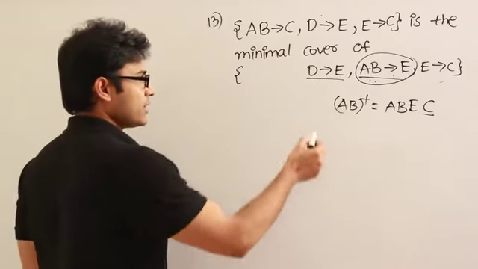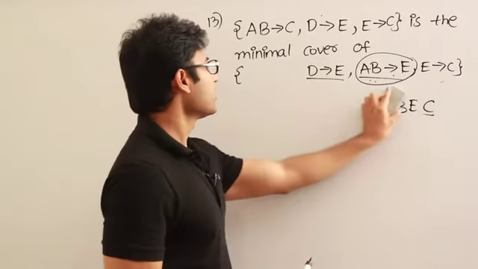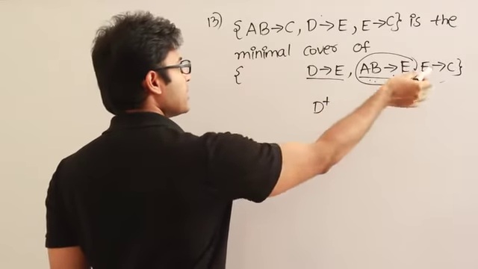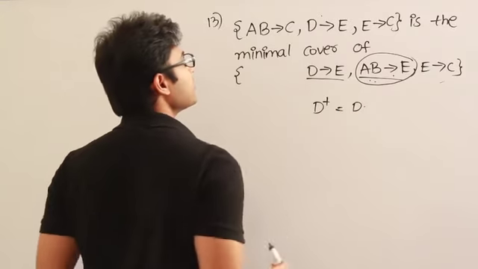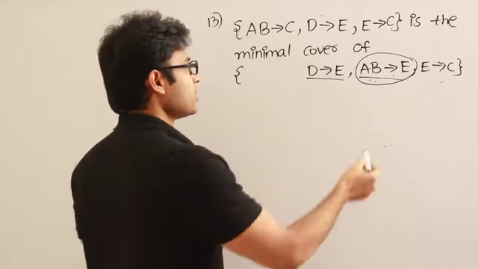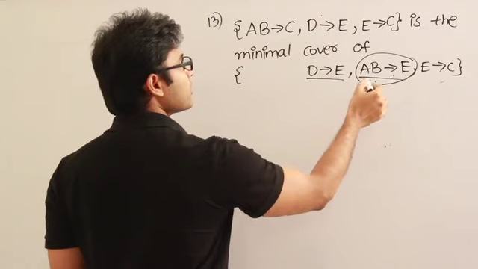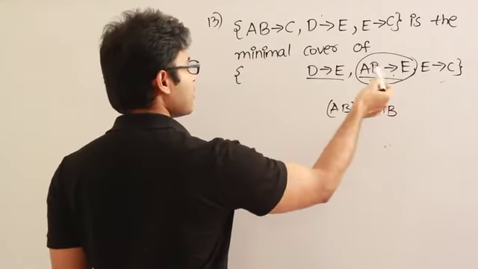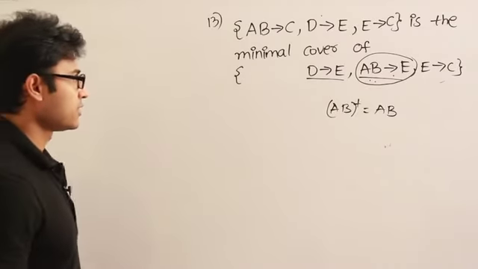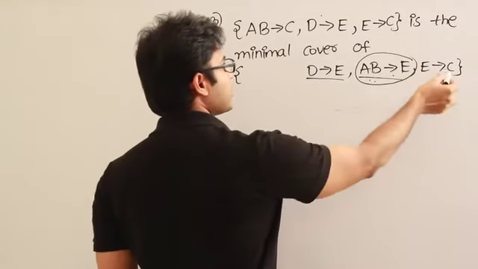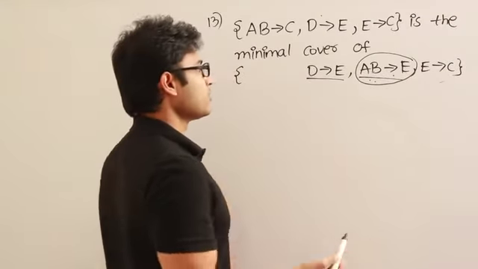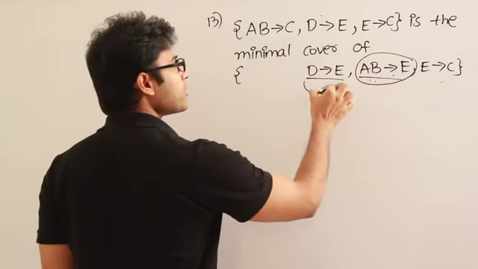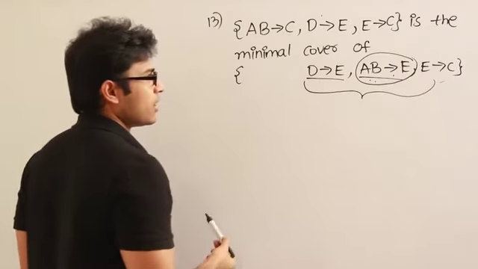Got it? And now let's see this one. Without this, can we get E using D? If I find D plus here, I get only D, I don't get E, so it is required. And without this, if I write AB plus, I get only AB, right? I don't get E here, isn't it? What about this? Without this, if I write E plus, I'll not get C. So all these three are important. And from step number 2, we found out that these are the FDs.